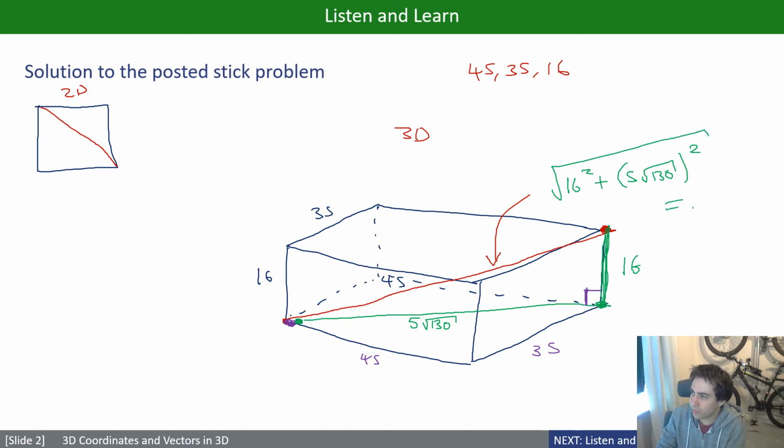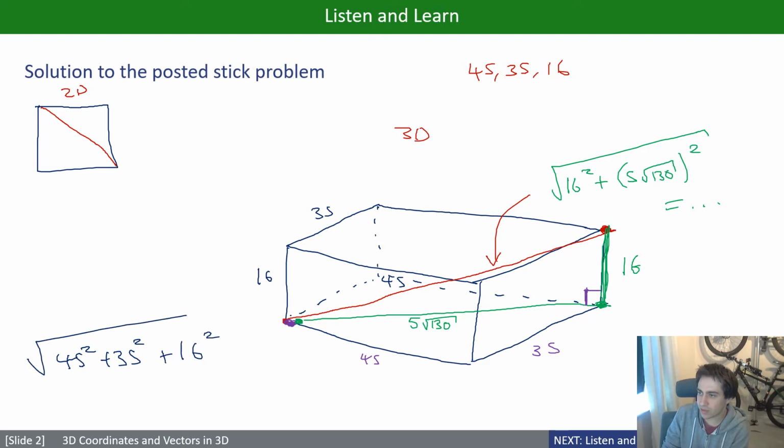Now, what you might notice is, rather than doing Pythagoras once and then a second time, if you consider what we actually did to get 5 root 130, there's a shortcut, and it's to literally do the following. Do 45 squared plus 35 squared plus 16 squared and square root it. And that will give you exactly the same answer as if you do this version here.